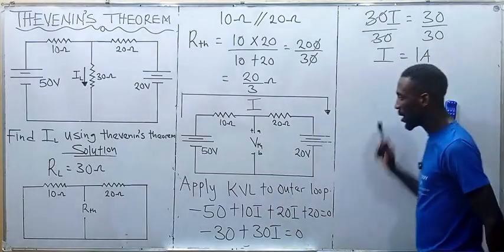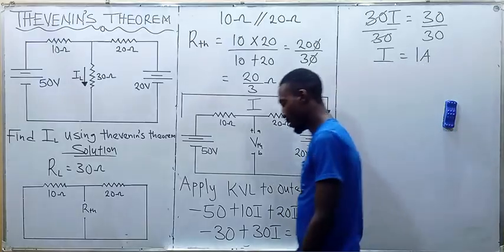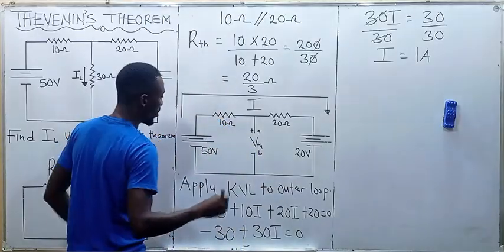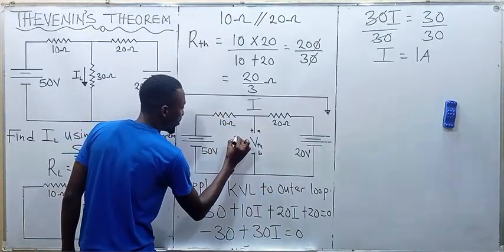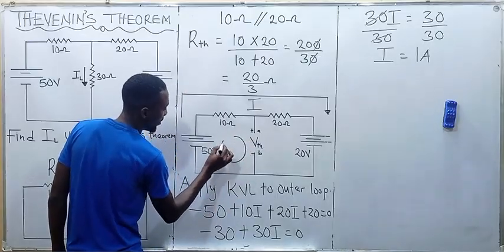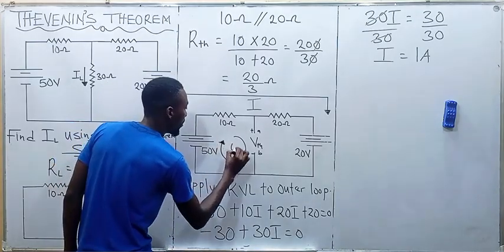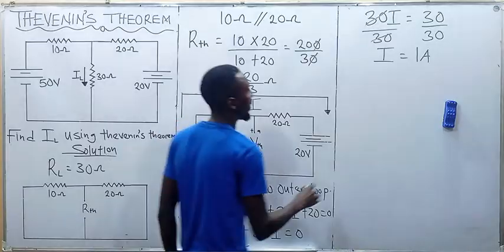Now let's apply KVL to this inner loop here. Let's call it loop I1. Let me see if I can draw the direction clearly. All right, let's call this I1. So apply KVL.